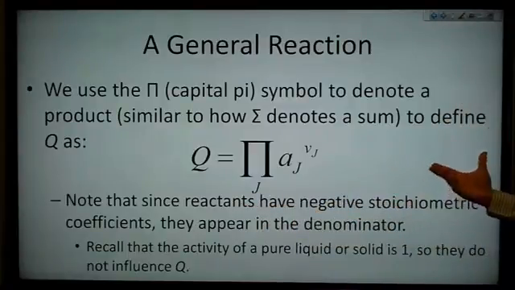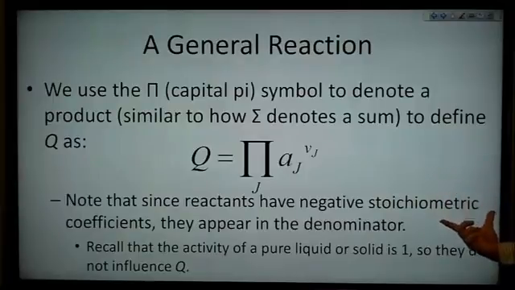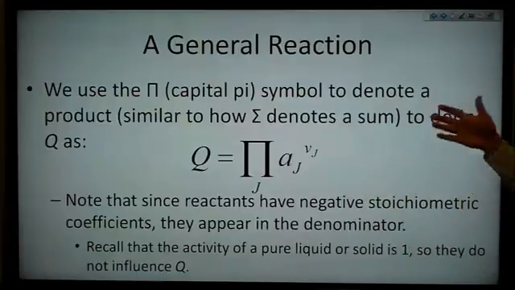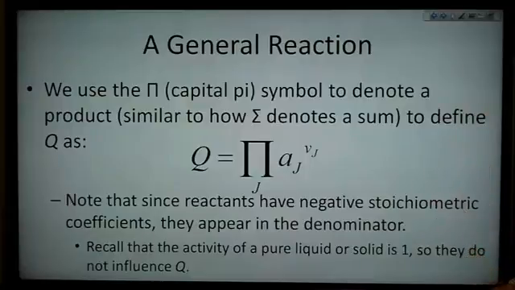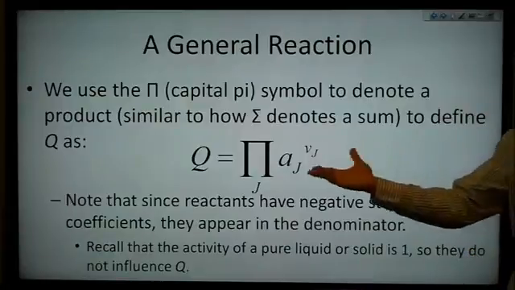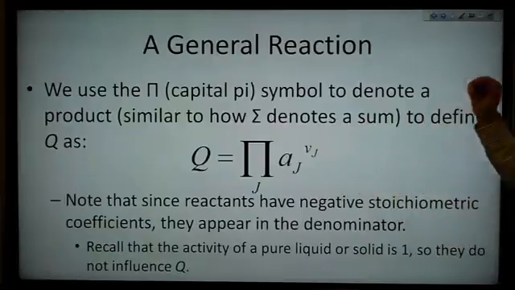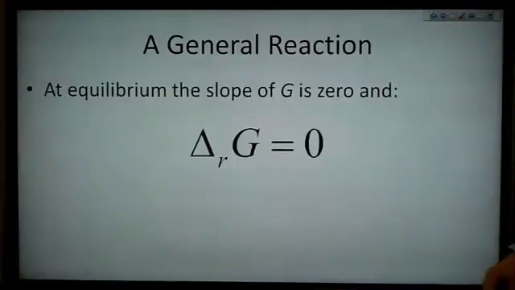Again, note that because our reactants have a negative stoichiometric coefficient, they appear in the denominator of Q. And also remember that the activity of a pure liquid or solid is 1, and that means that they don't influence Q. Because if we're multiplying by 1, or dividing by 1, it's not going to change the value of Q any.